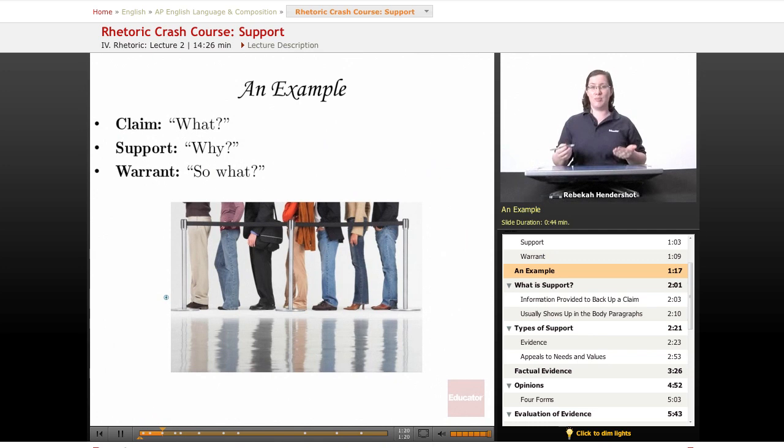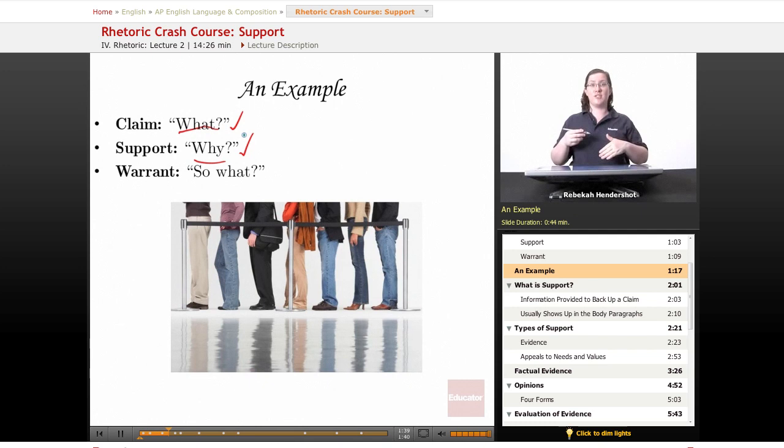Here we are back at our example. You're standing in line at the movie theater. You've been waiting for 2 hours. Somebody runs in and cuts in front of you just as they're opening the doors. You say, "Hey," and the person turns around and says, "What? What are you so upset about? What's your claim?" And you say, "You should go to the back of the line." That's your claim. And they say, "Why?"